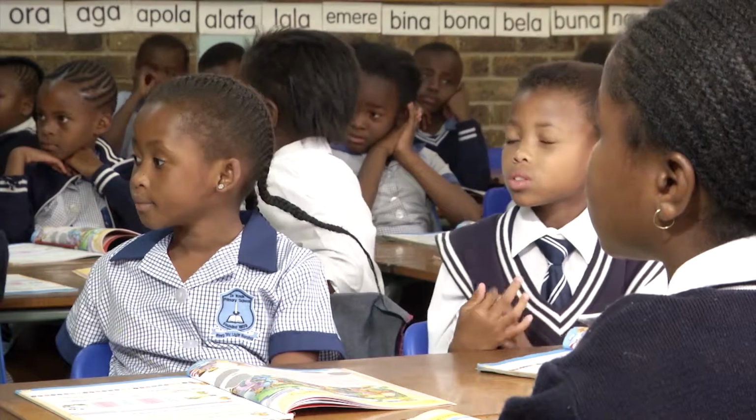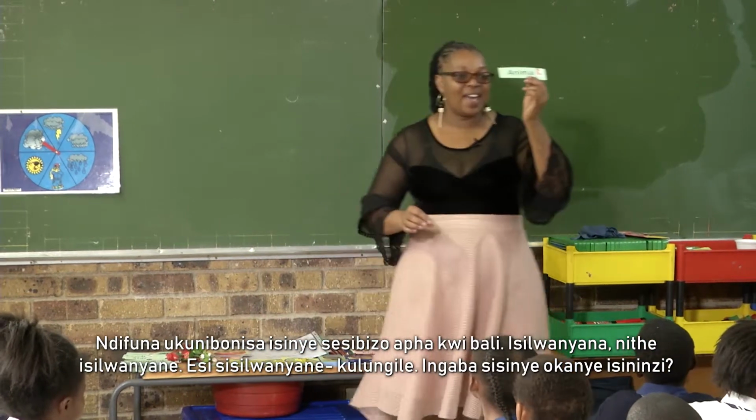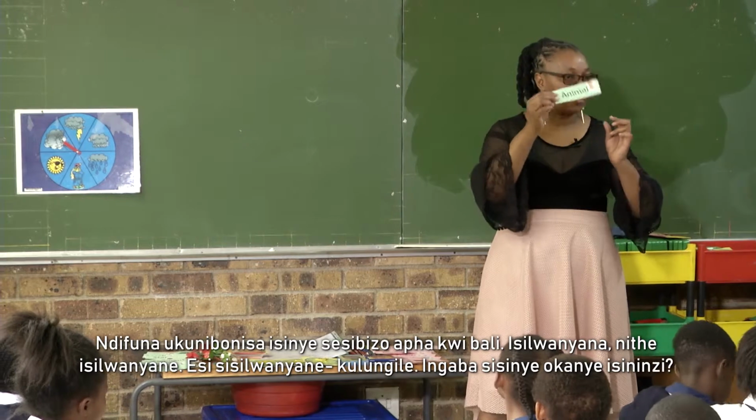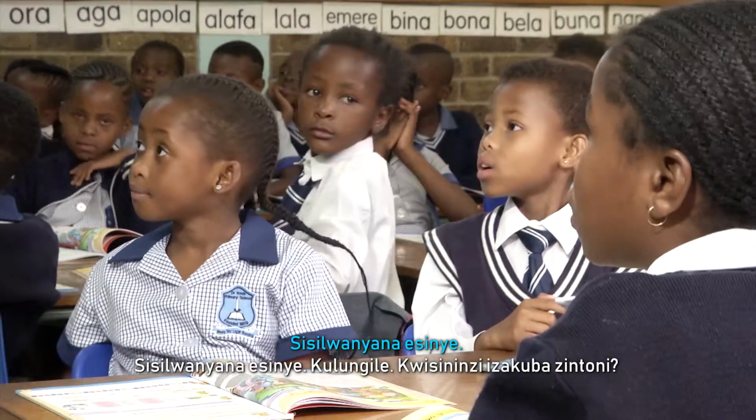I want to show you the singular nouns from your story. Animal, you said animal. This is an animal, right? Is it one or is it singular or plural? Singular. Singular, animal.